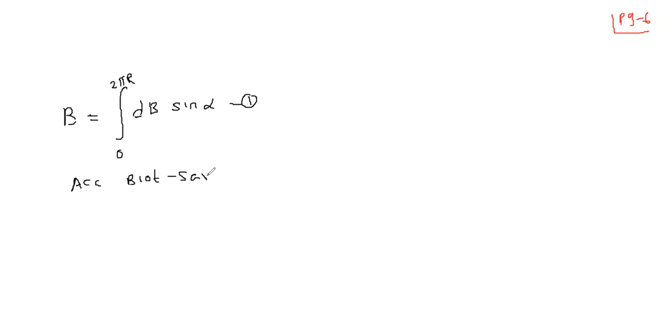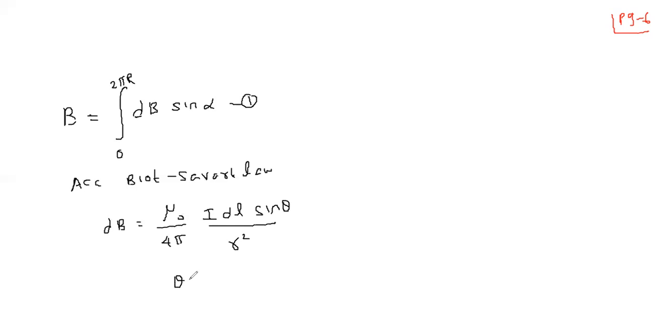So we start the derivation. What is B? B is equal to integration of 0 to 2 pi r dB sin alpha. Equation number 1. According to Biot-Savart law, what is dB? dB is equal to mu naught by 4 pi into I dl sin theta by r square. Theta is equal to 90 degrees. It is equation 2, it is equation 3.